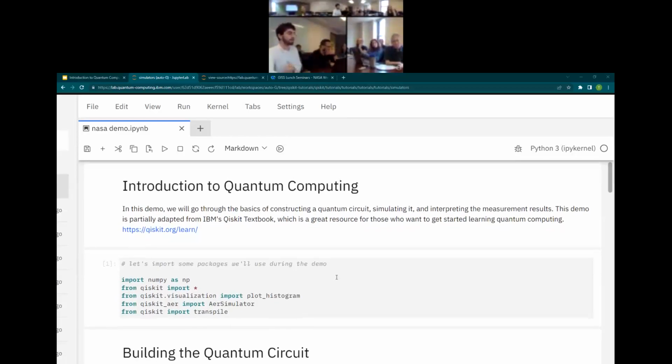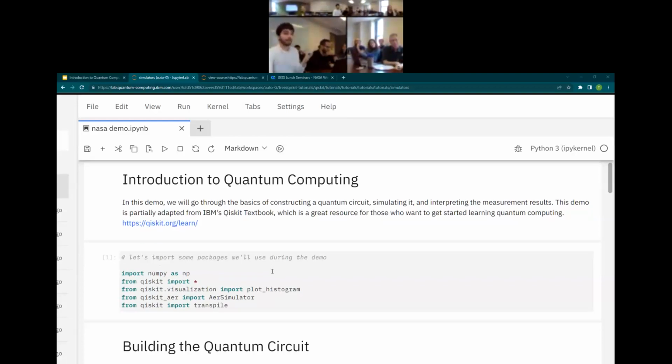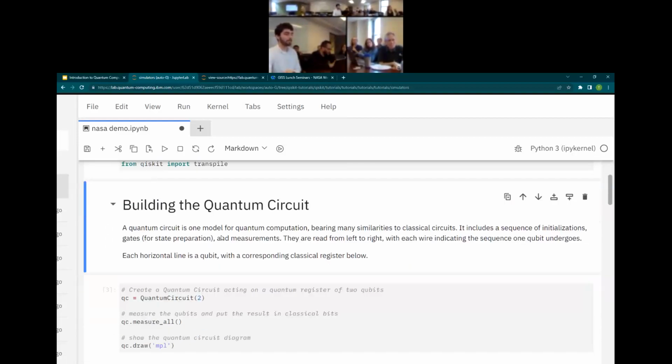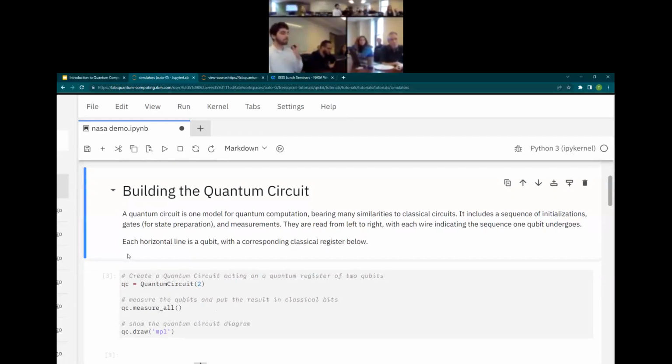This is a Jupyter notebook that I'm happy to share with everyone after this. I developed it in part using something called the Qiskit textbook, which is a really useful online resource that I highly recommend to people at any level learning quantum computing. For those unfamiliar with a Jupyter notebook, you can have text boxes and code boxes, and you can run them in the browser.